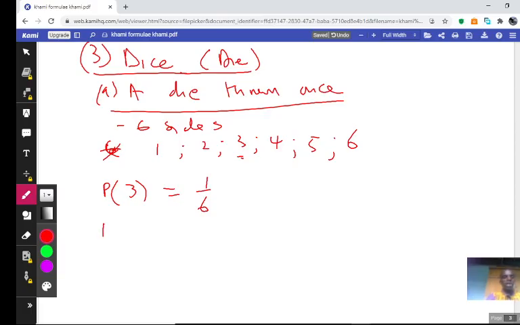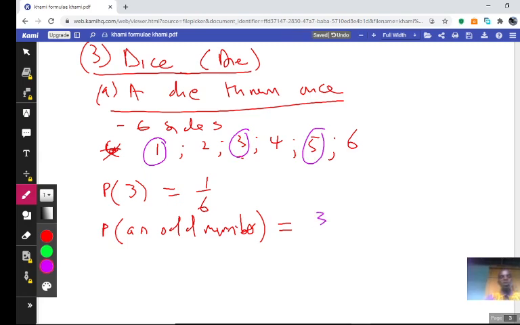Very simple. Then the probability of getting an odd number: how many odd numbers do we have here? We have 1, we have 3, we have 5. So there are 3 in total, 3 over 6, which is equal to half. So you have to know what an odd number is: a number which, when divided by 2, leaves a remainder of 1. That's what is known as an odd number. Please take note of that. Right, so we are done on this part.